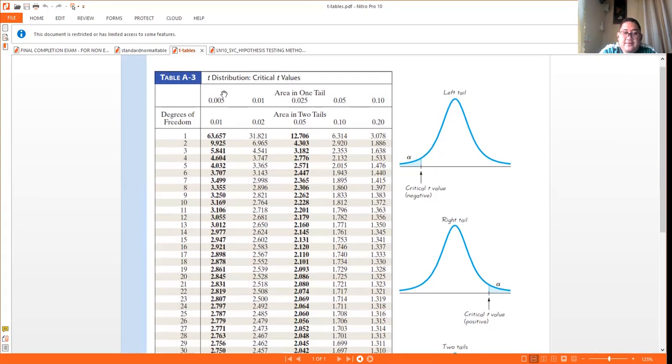Okay? So, our alpha is 0.05. This is that column, 0.05. Then just look for the degrees of freedom you need, which is 16. Intersect them again. So, this is the intersection, 1.746. This means our critical t value is 1.746, positive because we are right-tailed. Okay?